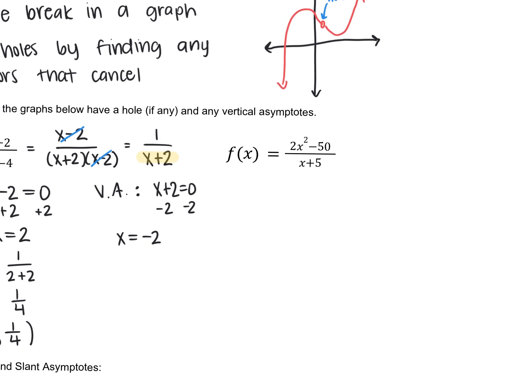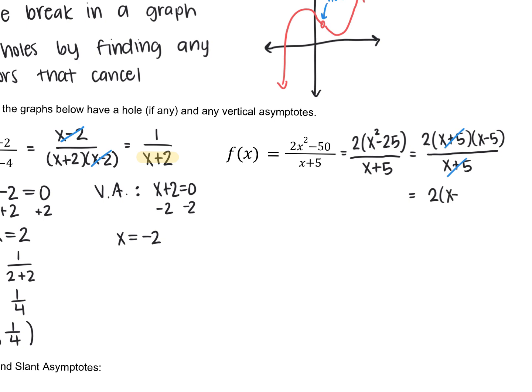In our second example, we have f of x equals (2x squared minus 50) over (x plus 5). So the first thing I'm going to do is factor out my GCF of 2 in my numerator. So we get 2 times (x squared minus 25) over (x plus 5). Now x squared minus 25, I'm going to factor. So 2 times (x plus 5)(x minus 5) all over (x plus 5). And there is a factor that cancels, x plus 5. And it's going to leave us with just 2 times (x minus 5). I don't have to put it as all over 1 since the only thing in my denominator canceled.